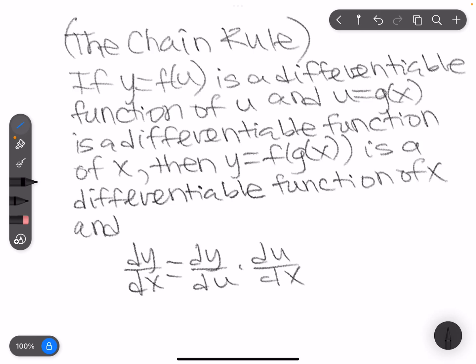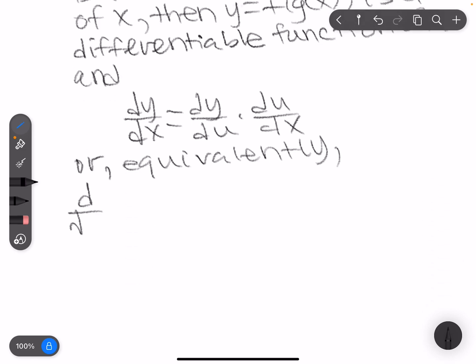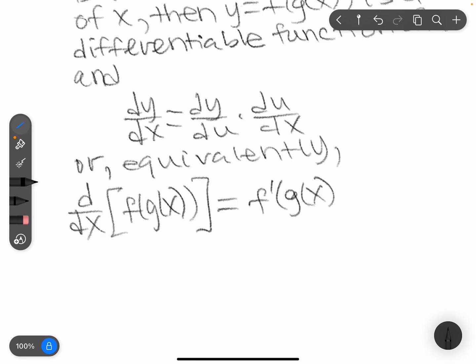Very nice. Or equivalently, the derivative of f of g of x is going to be equal to f prime of g of x times g prime of x. Beautiful. This is the chain rule. Its proof is a little involved and we'll skip it for now. So let's take a look at an example.